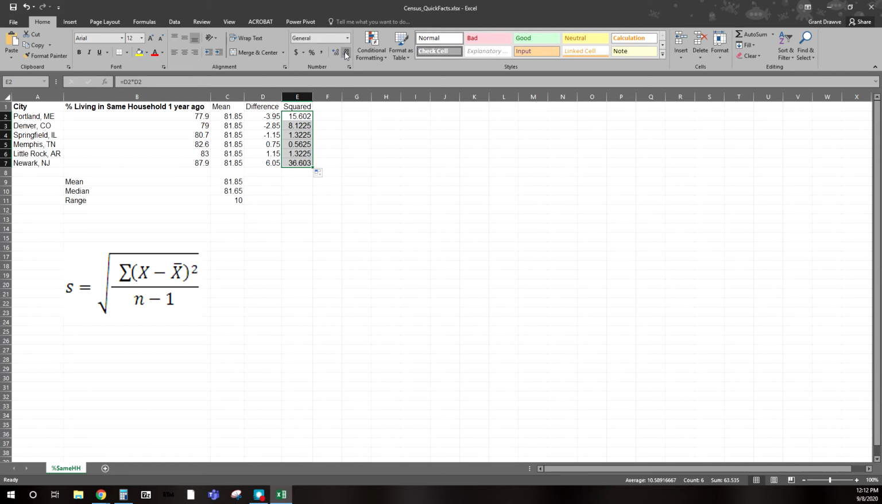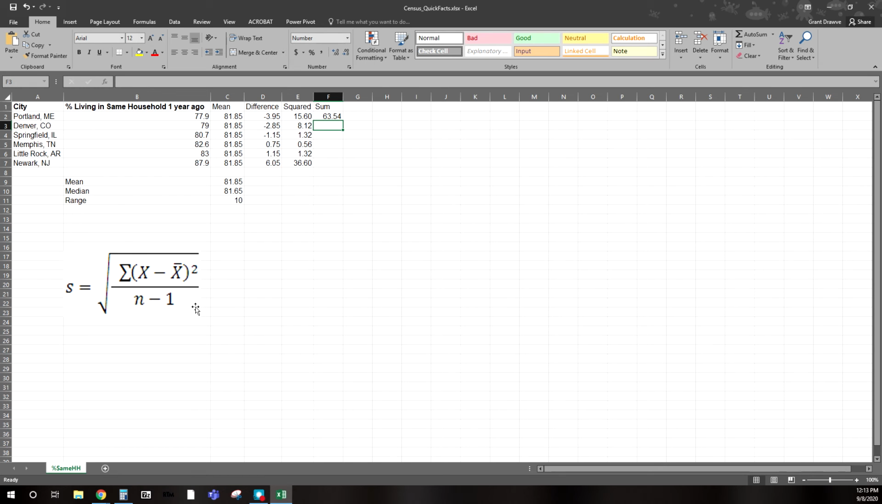I'm going to move this over just so we have 2 decimal places to work with. Now is when we can use the sum function. I'm going to keep it all at the top just to make it easier to follow. So I'm going to hit equals sum, paren, highlight the values I want to sum, close that parentheses off, and we know the sum for this, the numerator of this equation, is 63.54. The n, our sample size, remember we have 6 cities.